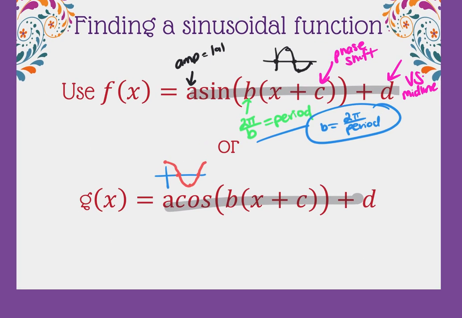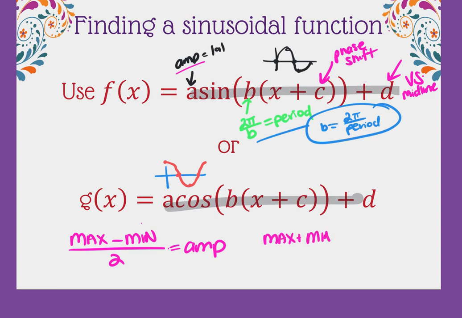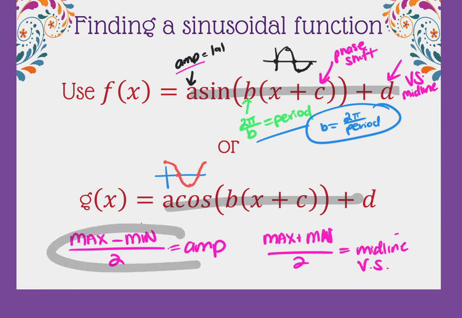So a couple of shortcuts to remember. For amplitude, if I have a max and a min, then the max minus the minimum divided by 2 is my amplitude. And the max plus the minimum divided by 2 is my midline, which is also your vertical shift. So you can either find the amplitude and then subtract it from the max or add it to the min, or you can use this little formula, which is finding the average of the max and the min. That's going to be your midline, and that's also going to be your vertical shift.